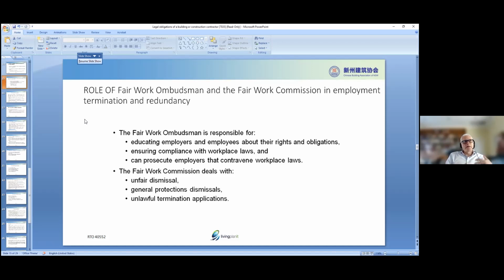So if you terminate your employee and he believes that you didn't do the right thing by him, and you didn't like him because he had 2 nose rings, 3 earrings, 1 in his eye, and you didn't like the way he looked and therefore you terminated him, he can go to the ombudsman and say, this is what happened. Then the ombudsman will get in touch with you and say, you can't terminate him because of the way he looks, so please put him back on, otherwise you're going to be fined, we're going to come after you, okay? So unfair dismissal is one thing they deal with.